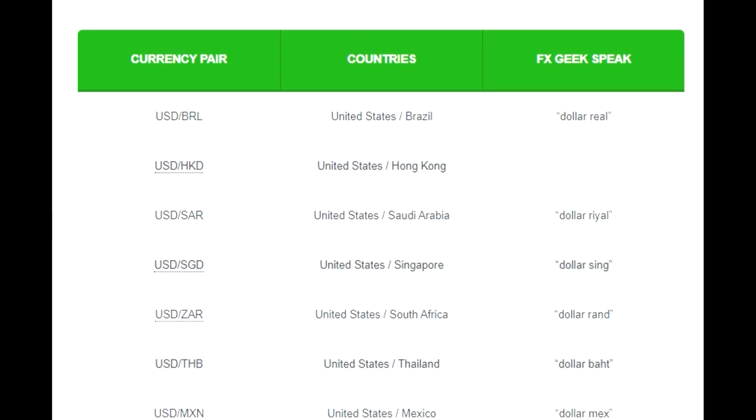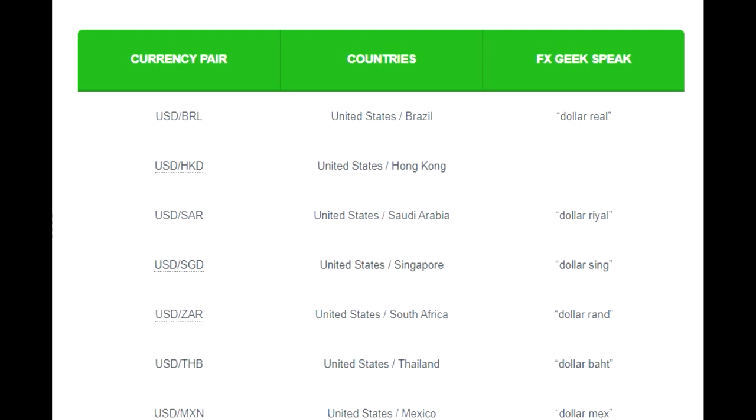Now, these are examples of exotic currency pairs. Exotic currency pairs are simply made up of a currency from a major economy and a currency from an emerging economy. So, for example, here we have the United States versus the Brazilian real. I don't even know what their currency is. Okay, this one is USD against Hong Kong and USD against Saudi Arabia. So these are just examples.